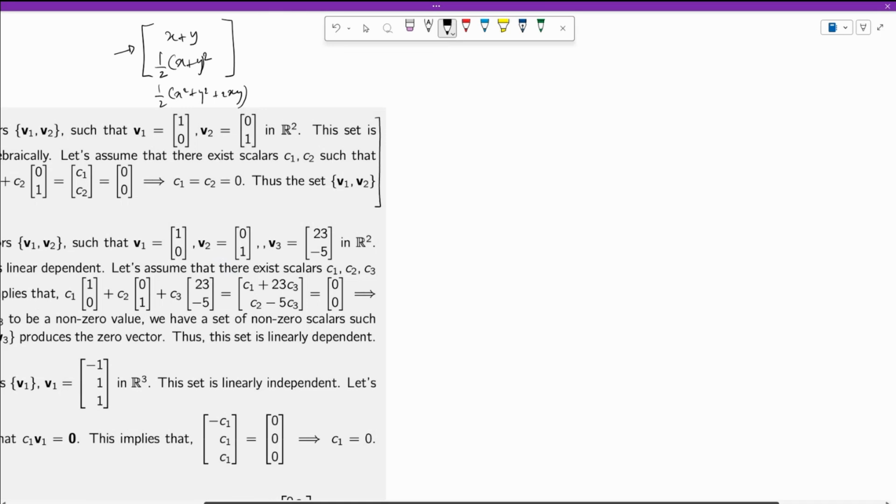So if you have a set of vectors v1 to vn, and you take their linear combination, and we want the linear combination to produce a zero vector. If the only way you can produce a zero vector is when all the alphas are zero, then you say that set is linearly independent. If there is any non-zero value for alpha 1 to alpha n that can produce the zero vector through a linear combination, then that set is linearly dependent. Okay, that's all. That's the definition.